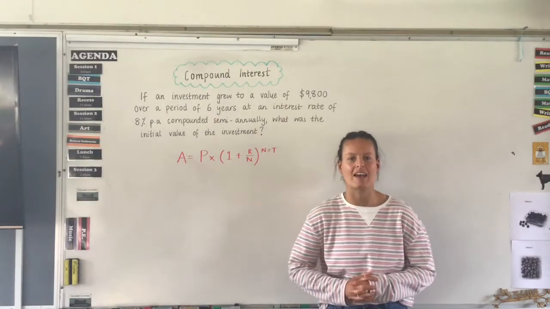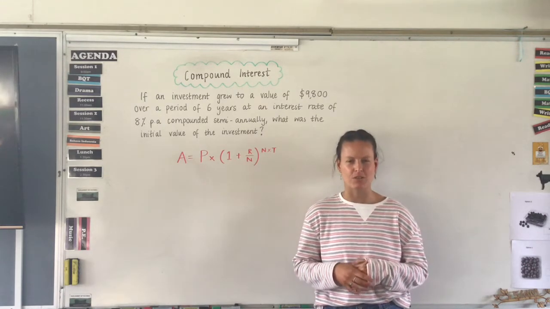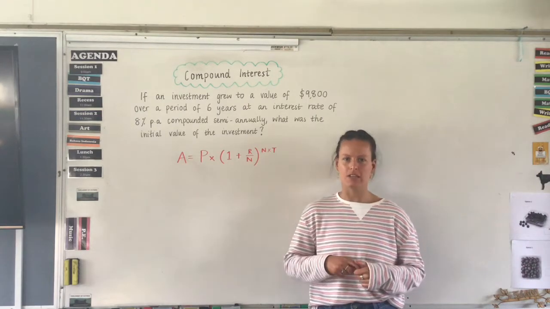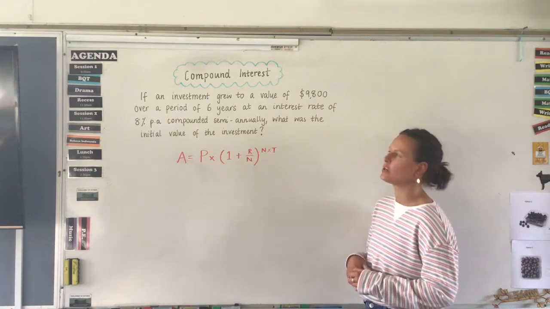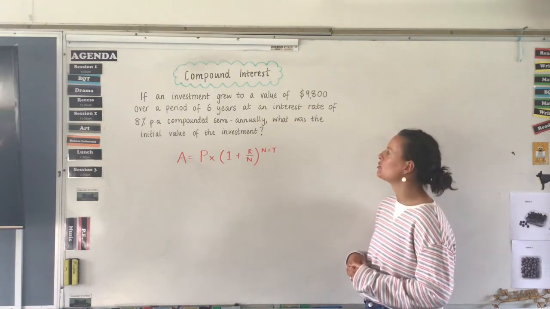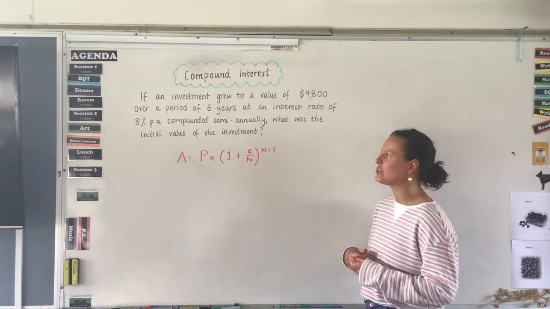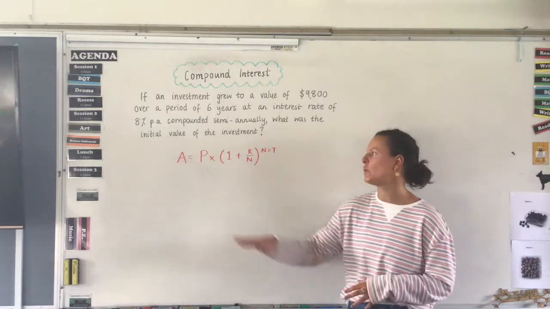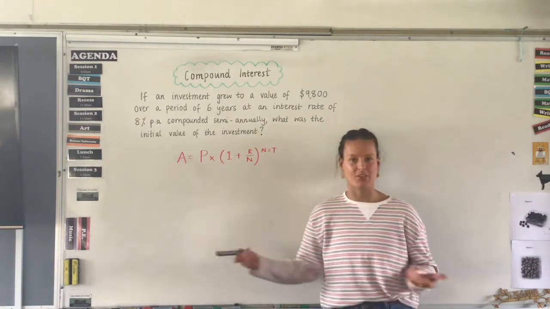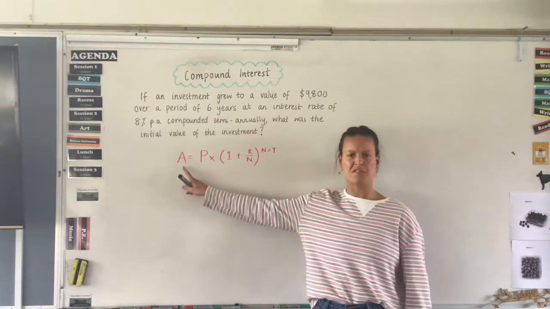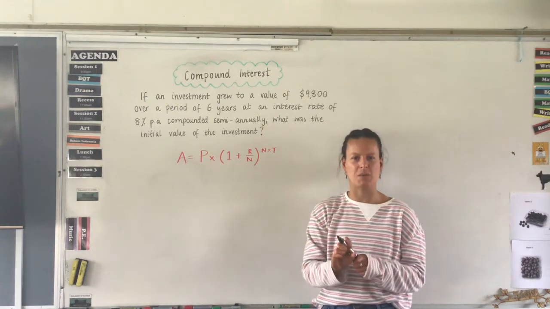So you figured out how to calculate compound interest, but what happens when the question is actually asking you to find the principal amount? Let's have a look at this equation. If an investment grew to a value of $9,800 over a period of 6 years, at an interest rate of 8% per annum, compounded semi-annually, what was the initial value of the investment? Well, we can actually use our formula to figure out this question. So, let's have a go at rewriting it. Instead of looking for A this time, we're actually going to be looking for P. So the equation's going to look a little bit like this.